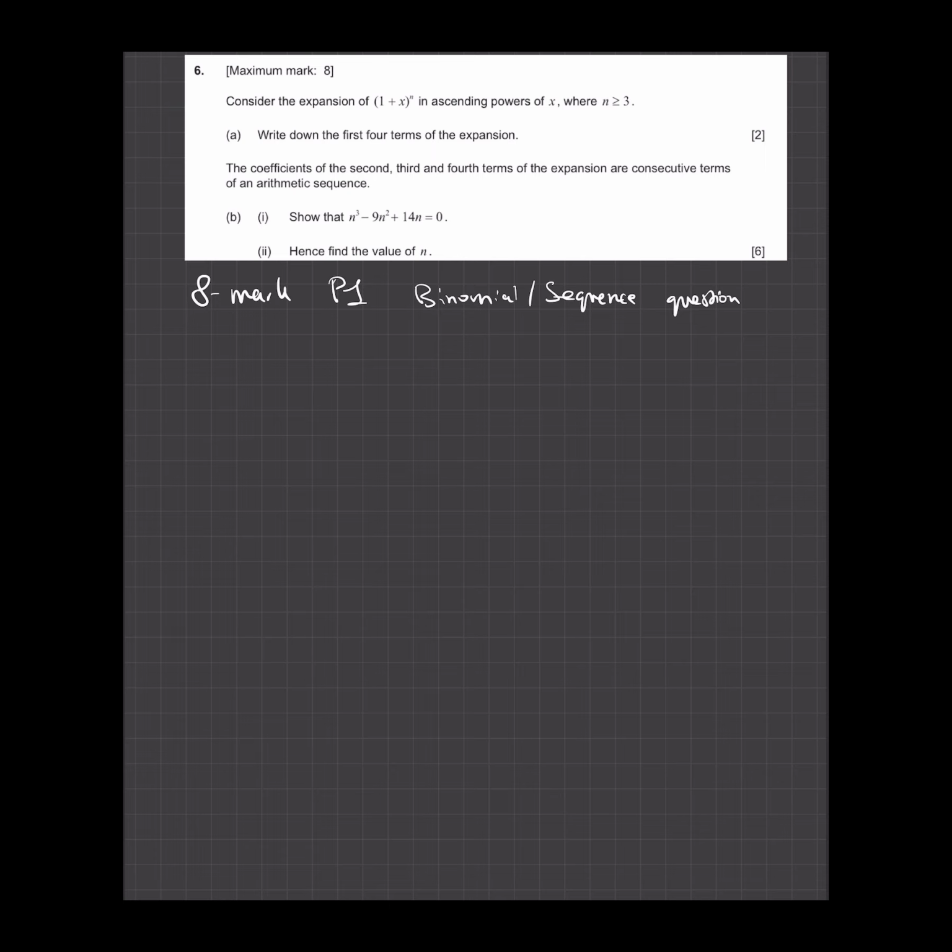This is an 8-mark paper 1 binomial/sequence question, so it uses both of the topics. You have to combine your knowledge to be able to answer this question. That's why I like it. So let's give it a go. Let's get straight into it.